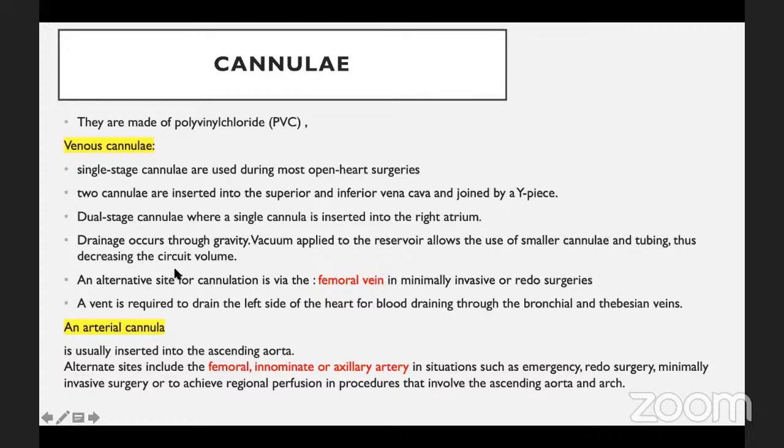An alternative site for cannulation is the femoral vein in minimally invasive or reduced surgeries. A vent is always or sometimes required to drain the left side of the heart for decompression of the LV and for draining the bronchial and Thebesian veins. The arterial cannula is usually inserted into the ascending aorta. Alternate sites include the femoral, innominate, or axillary artery in situations such as emergency, reduced surgery, or minimally invasive surgery.